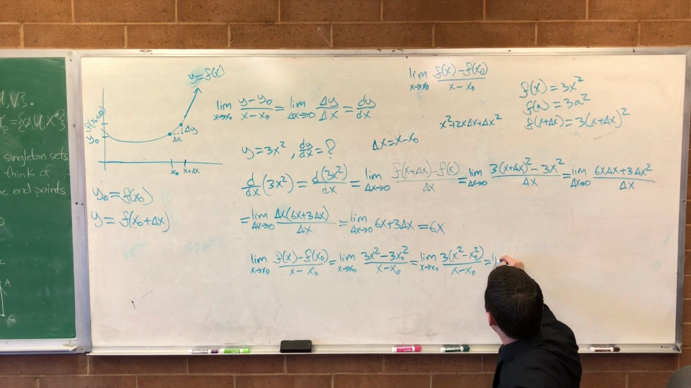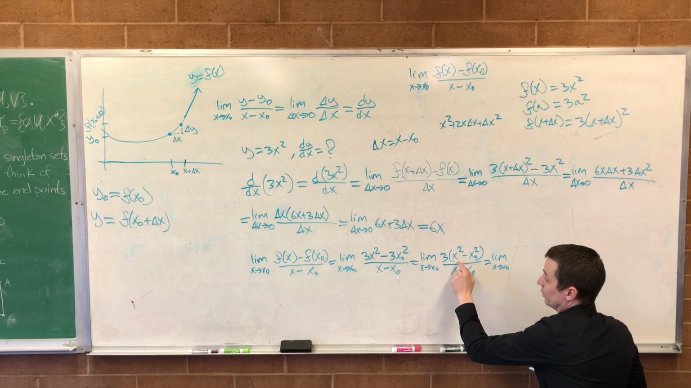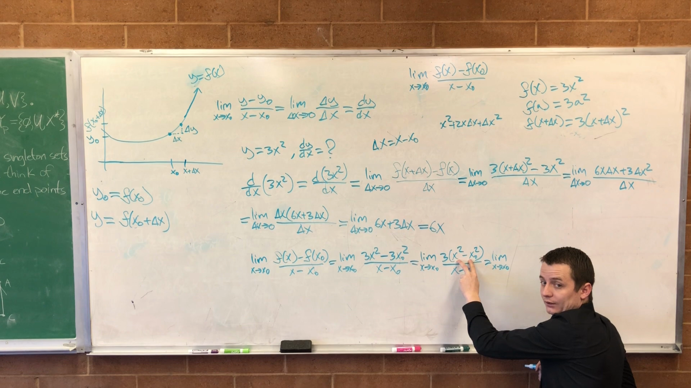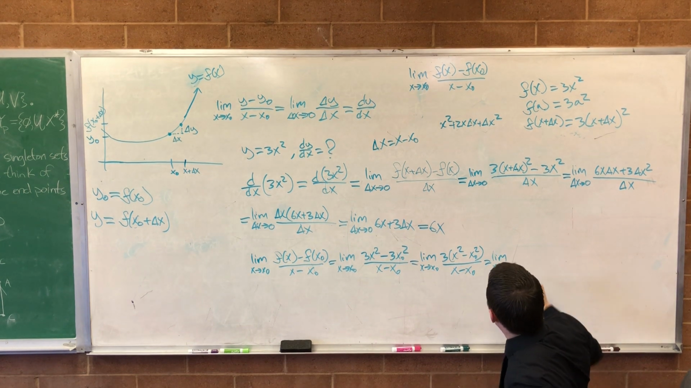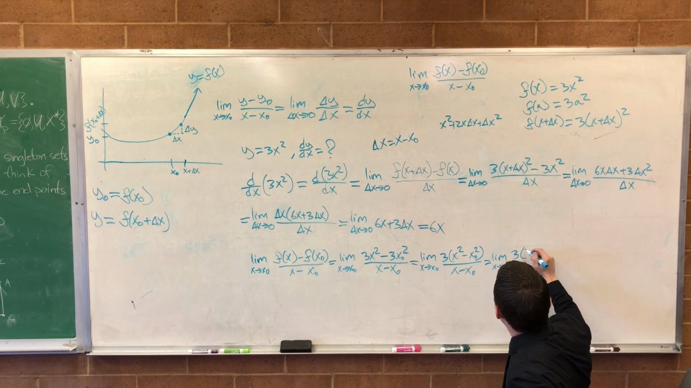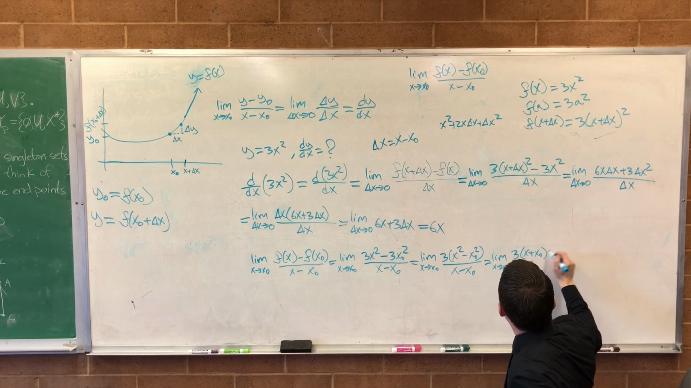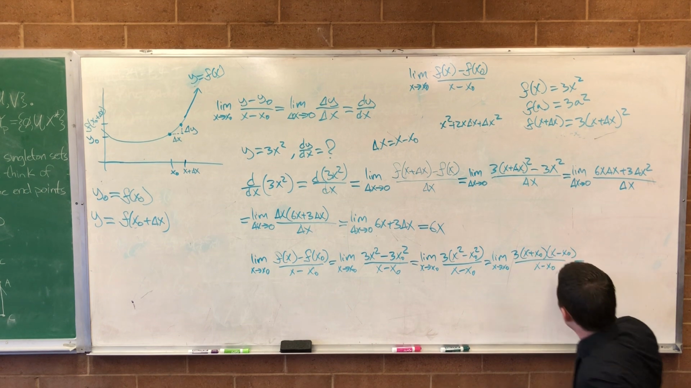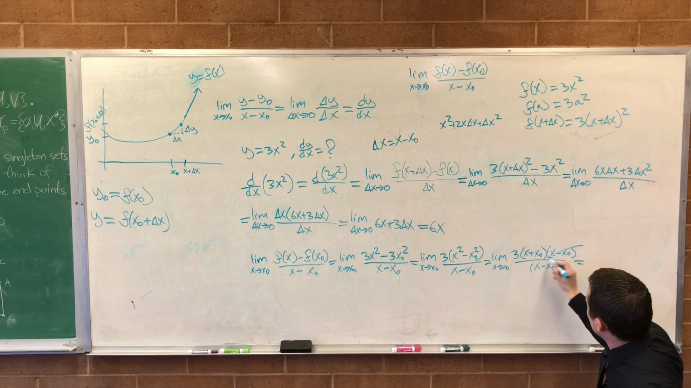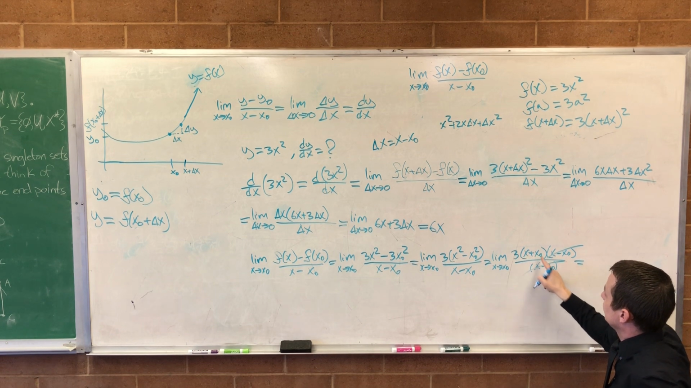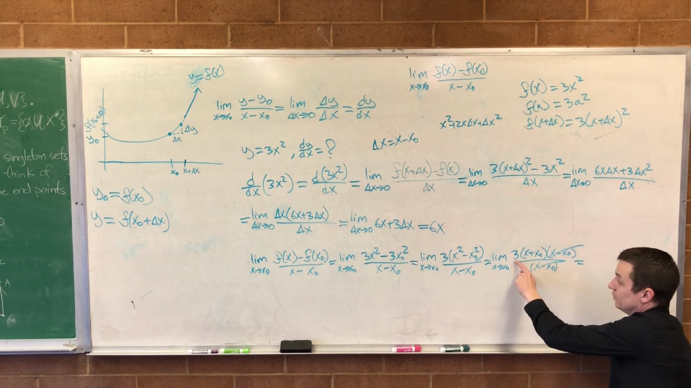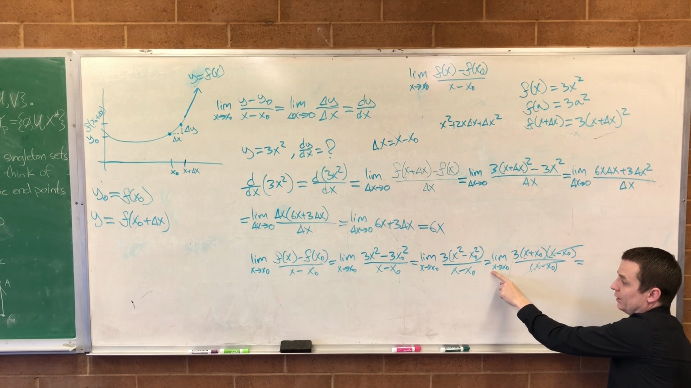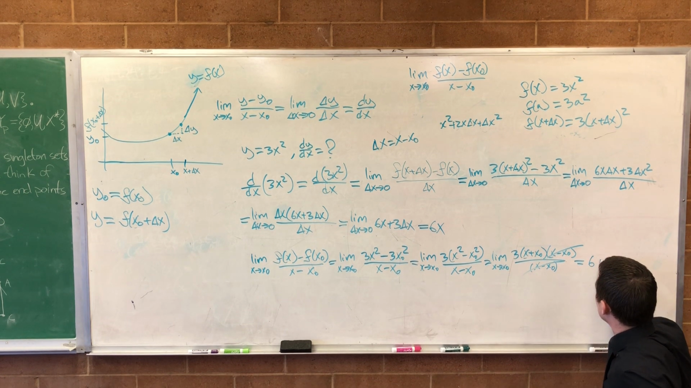Okay, now that's equal to the limit as x approaches x naught of, notice this is a difference of squares, so I can write that as x plus x naught times x minus x naught. So that's 3 times x plus x naught times x minus x naught all over x minus x naught. The denominator cancels out with this term. We're left with 3 times x plus x naught, which gives us 3x plus 3x naught. Now we take the limit as x approaches x naught, which obviously leaves us with 6x naught.